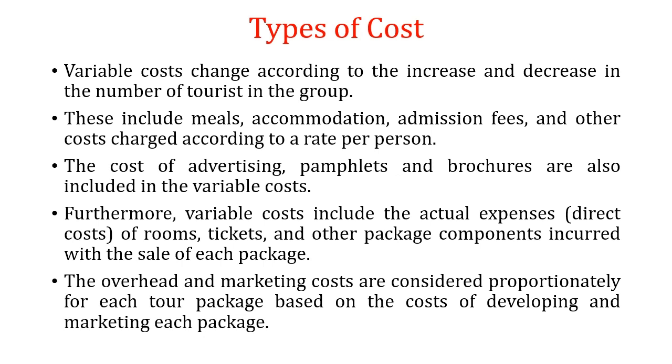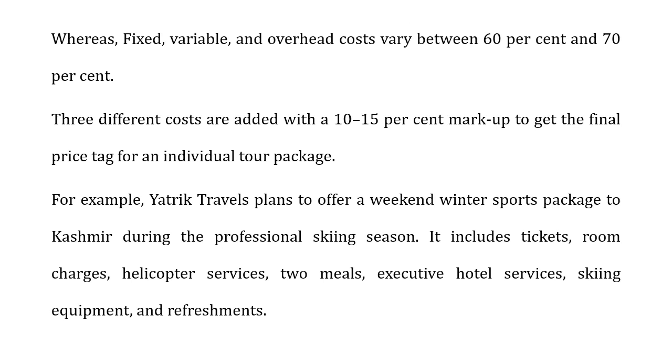The overhead and marketing costs are considered proportionately for each tour package based on the cost of developing and making each tour package. The fixed, variable and overhead costs together make up between 60% to 70%. These three different costs are added with a 10 to 15% markup to get the final price tag for an individual tour package. For example, your trip travel plans to offer a weekend winter sports package to Kashmir during the professional skiing season. It includes tickets, room charges, helicopter services, two meals, executive hotel services, skiing equipment and refreshments.